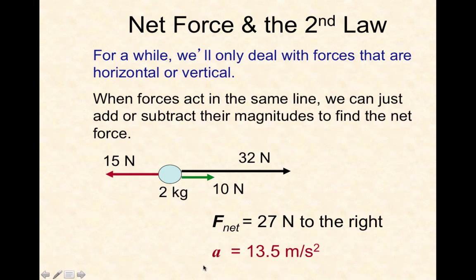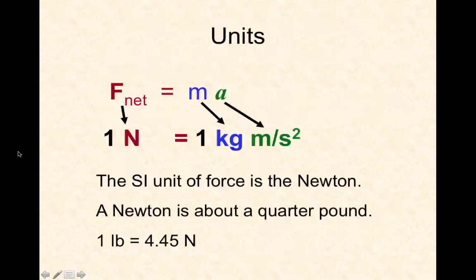Solving for that, we would come to 13.5 meters per second squared. And that acceleration would also be to the right. Your net force and your acceleration will always be in the same direction. So there you go. You've done a Newton's second law problem.